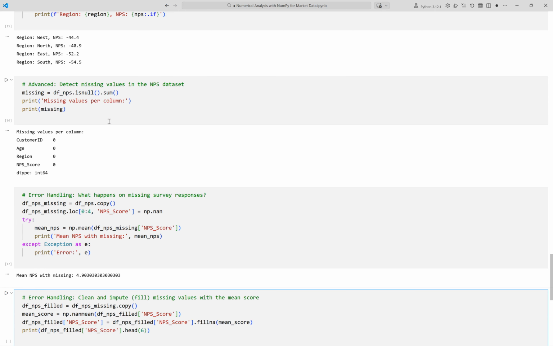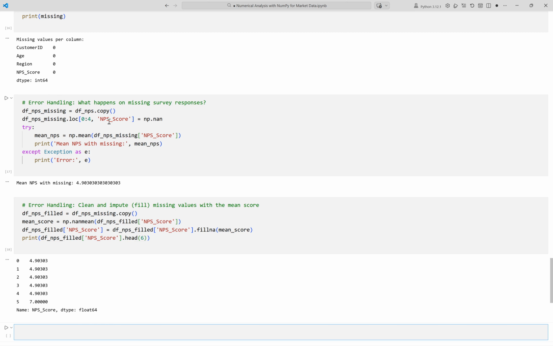Running the cell now. This output shows the first 6 values of the NPS_score column after filling missing data with the column's mean score, 4.90303. Notice how all previously missing values are replaced by this average, maintaining data consistency for analysis. This step is crucial for preventing errors and bias in market research metrics when handling incomplete survey responses.